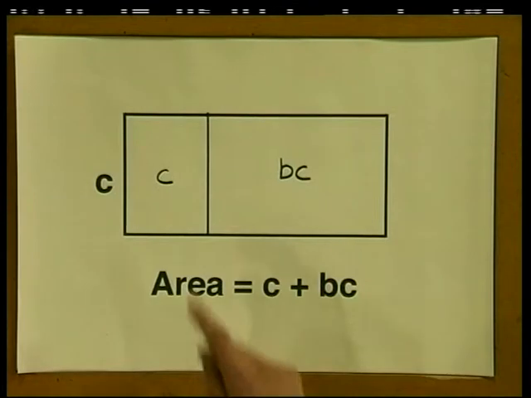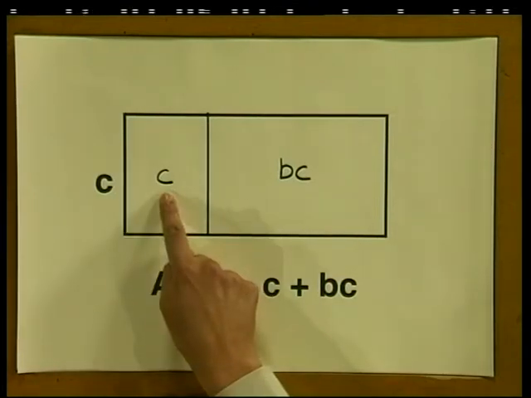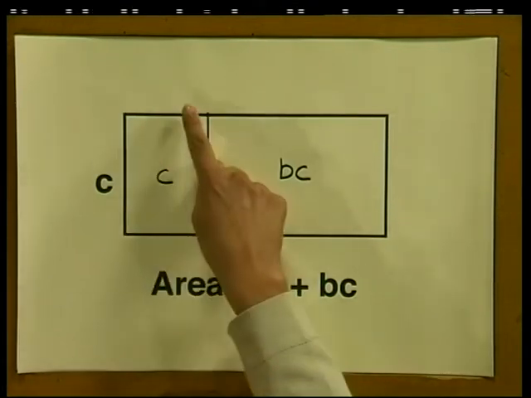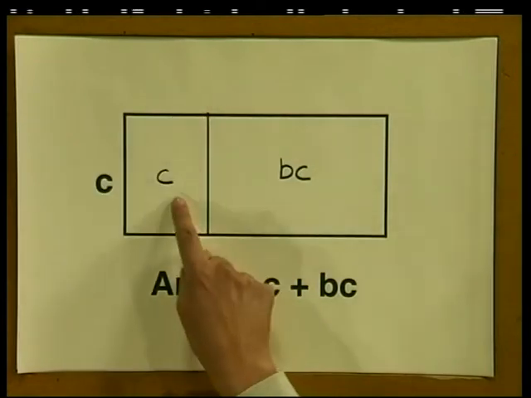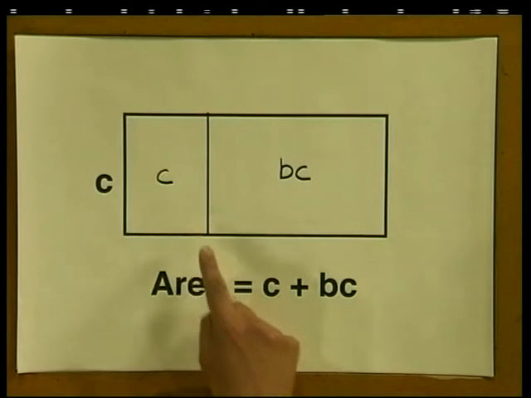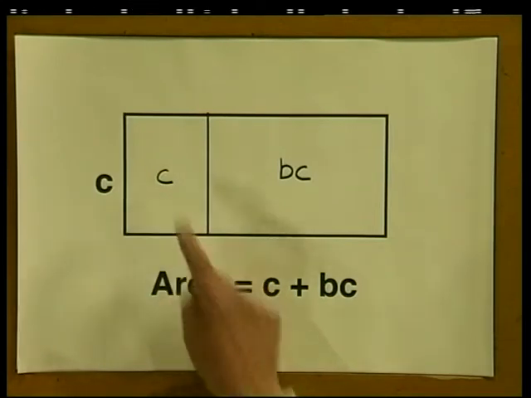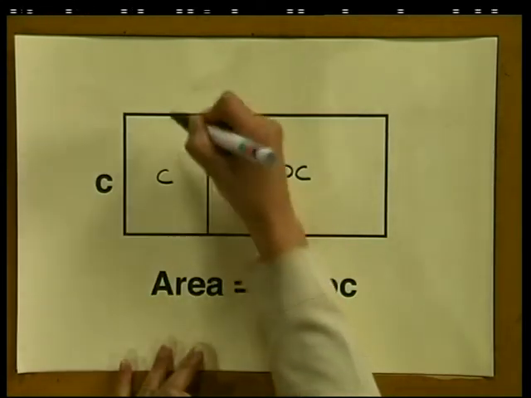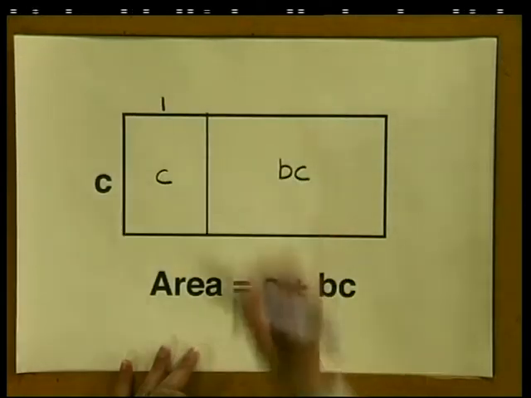Now let's try and work out the sides. The area of this rectangle is C. So this side multiplied by this side gives us C. So what multiplied by C would give us the area C? The only thing that it could be is 1. So this side is 1.